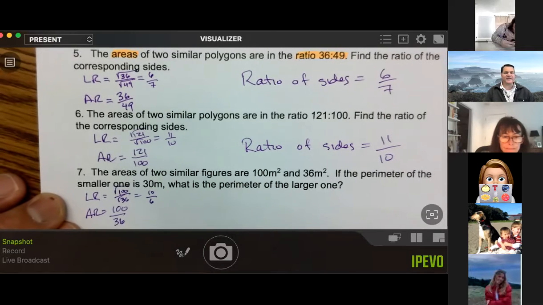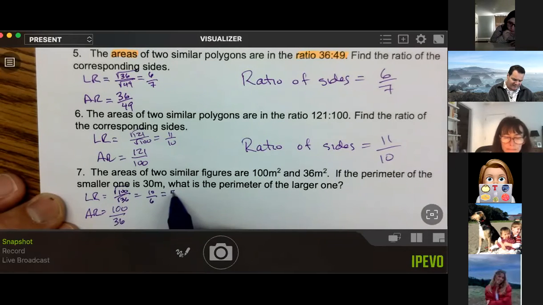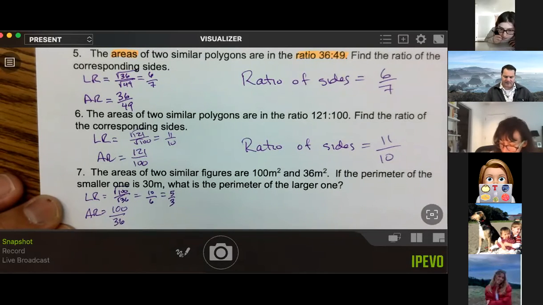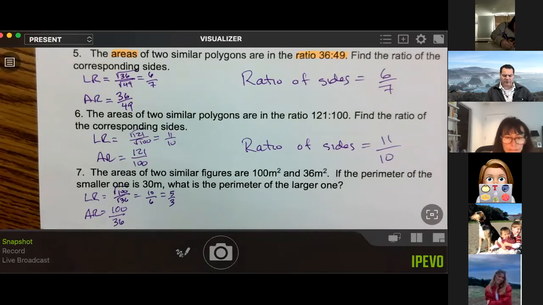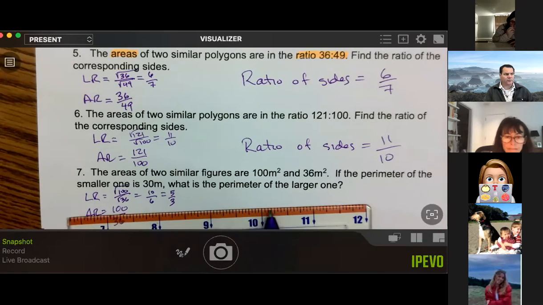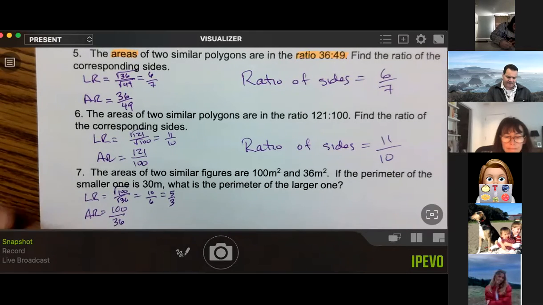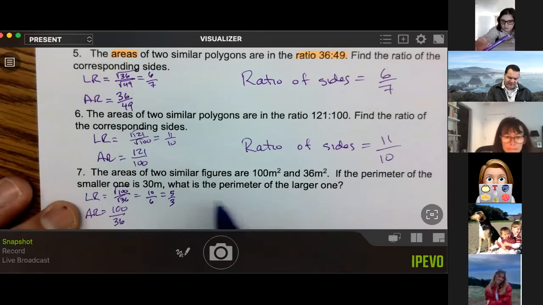But of course, that means that now I can reduce the result. So my length ratio can reduce. It's got a 2 in both of those. So I'm going to say 5/3. Now I'll look at the problem. If the perimeter of the smaller one is 30, perimeter, okay, when I measure perimeter, I'm using a ruler to figure out how long it is. That means I'm going to use my length ratio. So I'll say 5/3 equals something.